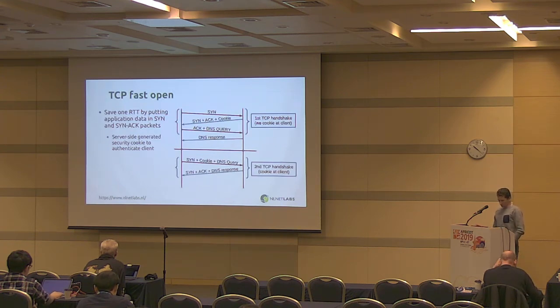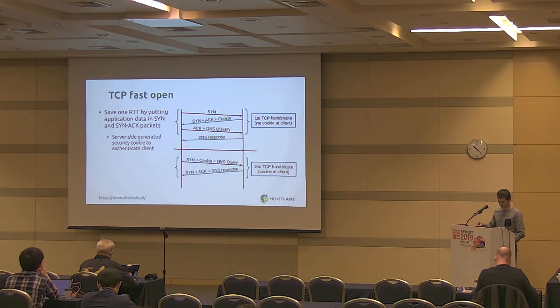So another thing we can do, which is also in the DNS over TLS DNS over TCP RFC, is making use of TCP fast open. As I already said before, one of the reasons why TCP is more expensive is because of this initial handshake. Now with fast open, you can put the data you want to transmit already in the initial SYN packet. So this is basically what it looks like.